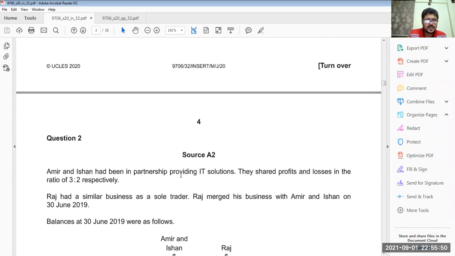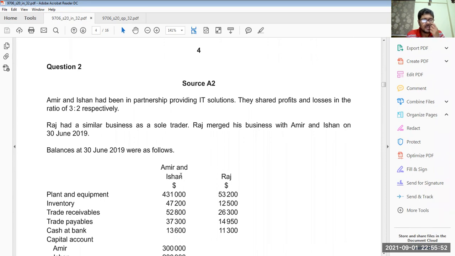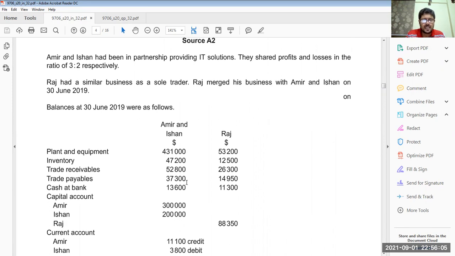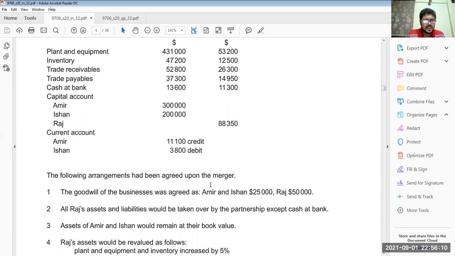Okay. So now, question number two. Amir and Ishan had been in partnership providing IT solutions. They shared profits and losses in the ratio of 3:2. Raj had a similar business as a sole trader. Raj merged his business with Amir and Ishan on 30th June. Balances were given for Amir and Ishan as partners and Raj as a sole trader.